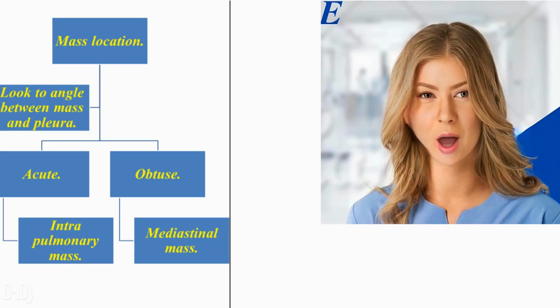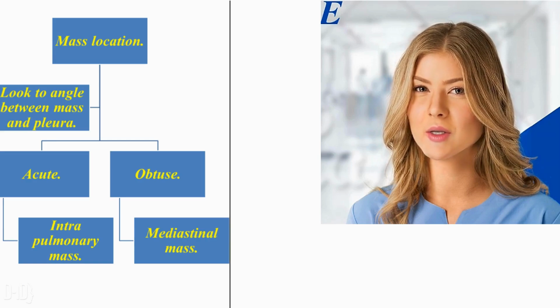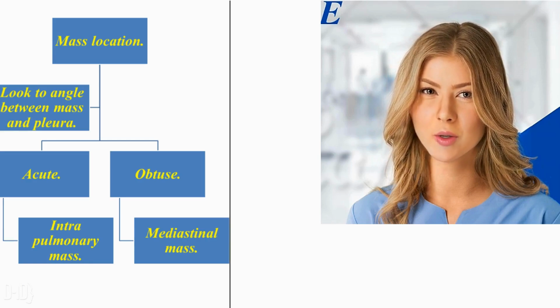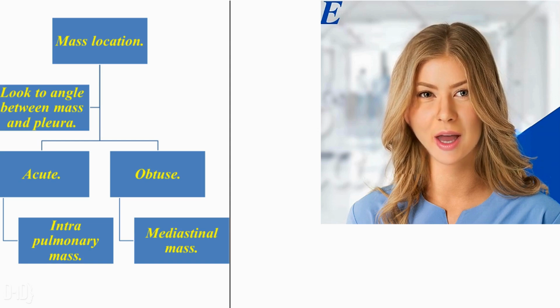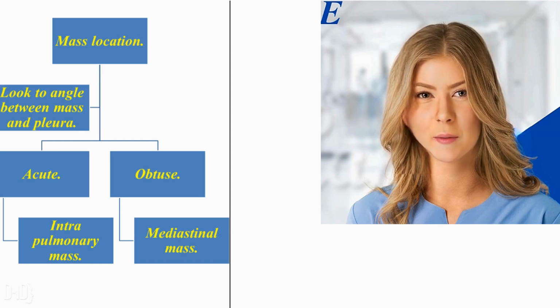First of all, we must know how we can differentiate between pulmonary and mediastinal mass. Look to the angle between mass and pleural border near mediastinum. If this angle is acute, the lesion will be pulmonary mass. But if the angle is obtuse, it will be mediastinal in origin.